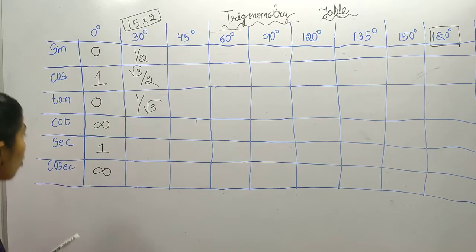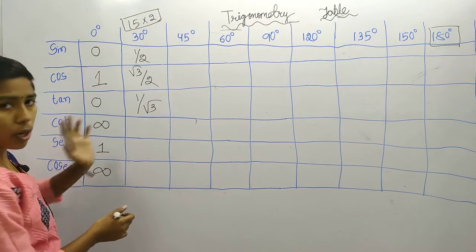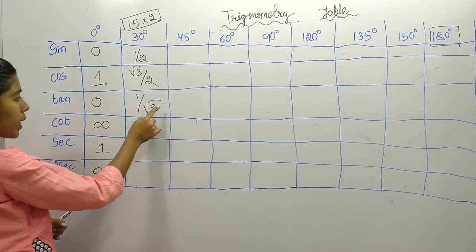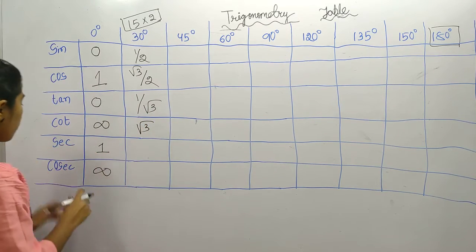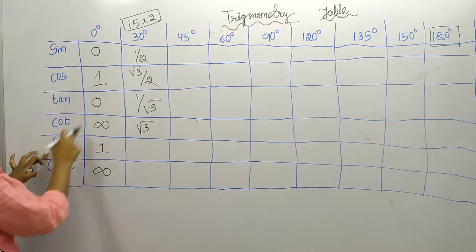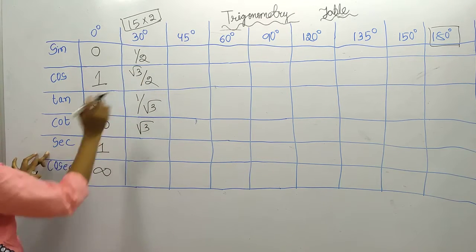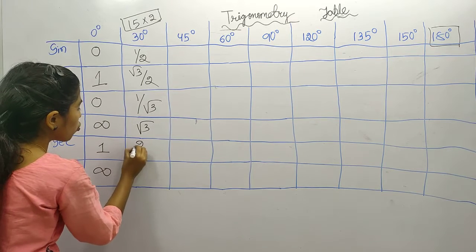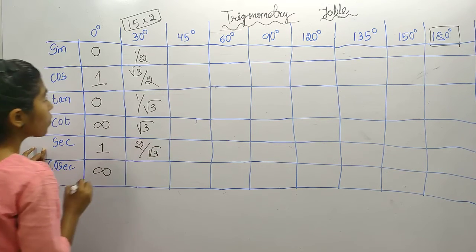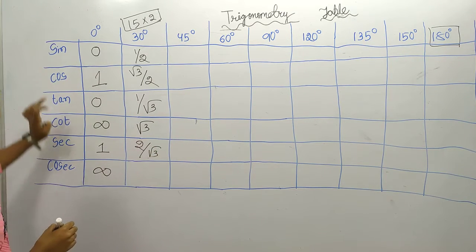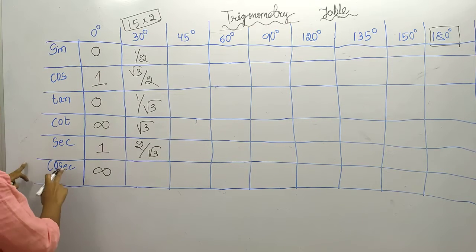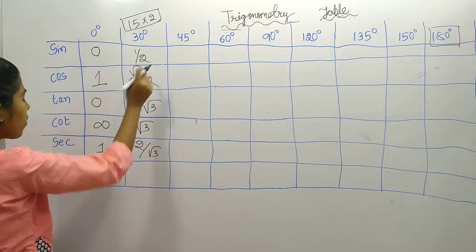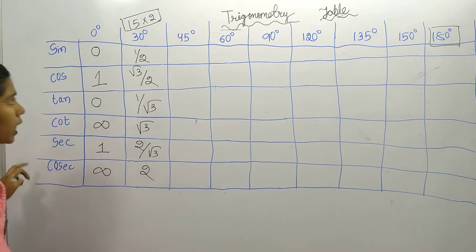Next, what is there? Cot. Cot is the reciprocal of tan. Cot equal to 1 by tan. So, root 3 by 1, it will become root 3. Sec. Sec is the reciprocal of cos. Cos is root 3 by 2. So, sec will be 2 by root 3. Okay. Next, cosec. So, cosec is the reciprocal of sin. So, sin is 1 by 2. So, cosec value will be 2.